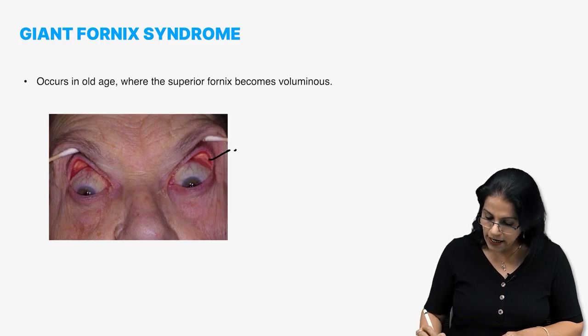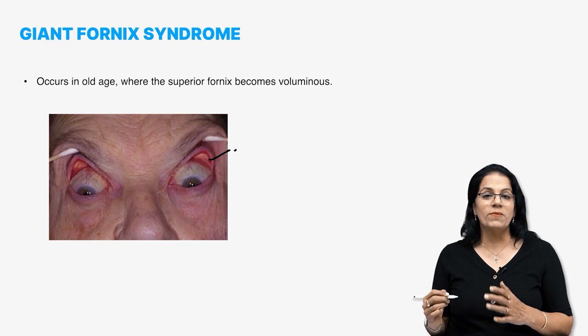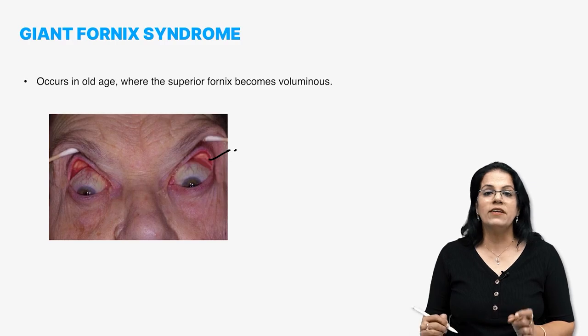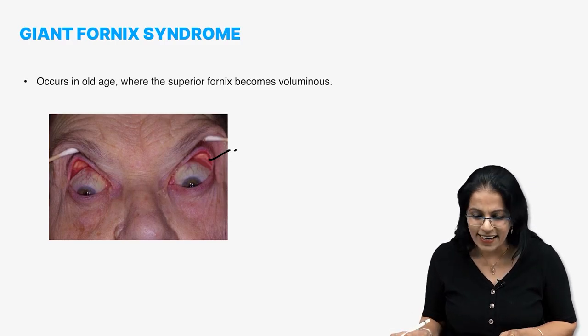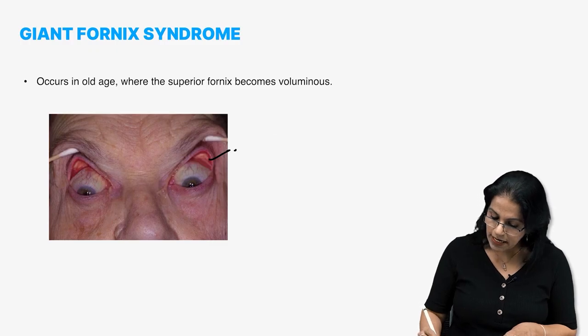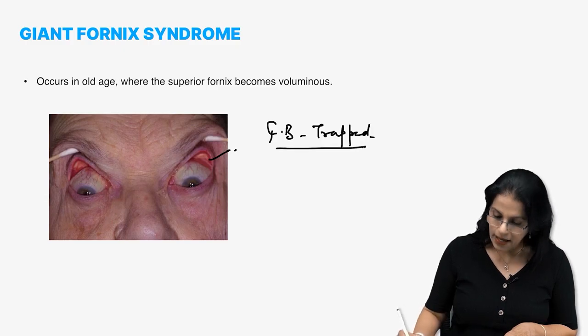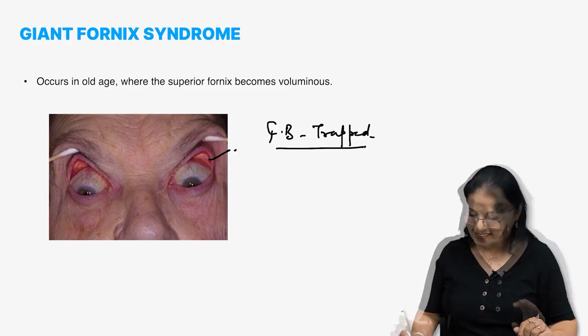So, this occurs in old age, and what is the main problem? Common sense. A foreign body can get lodged inside this and can trouble the patient, right? Okay. So, the foreign body gets trapped here. Right. So, what next? We next talk about palpebral conjunctiva.